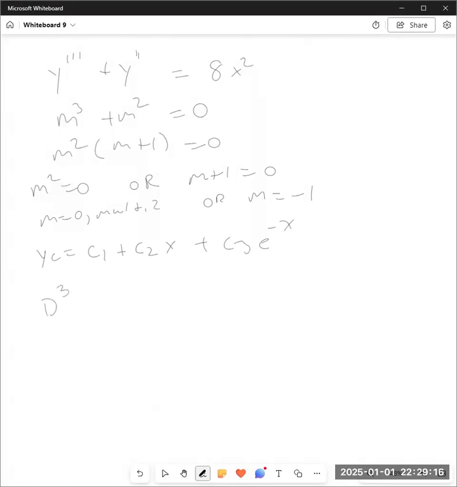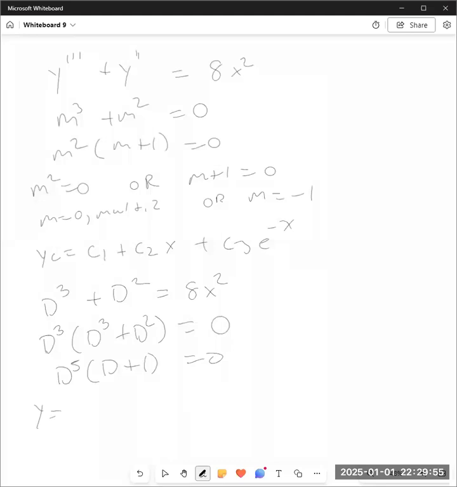If we write this as d cubed plus d squared equals 8x squared, I'm going to have to take the derivative 3 times to be able to get this down to 0. One time is going to get it down to linear. Second time is going to get it down to a constant. Derivative of a constant for sure is 0. So d cubed times d cubed plus d squared is equal to 0. Pull the d squared out, it is d to the 5th times d plus 1 is equal to 0.